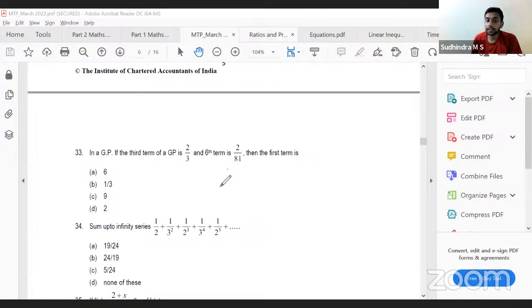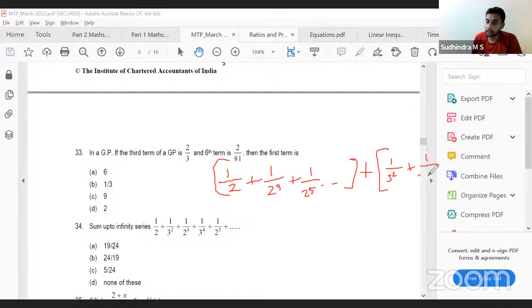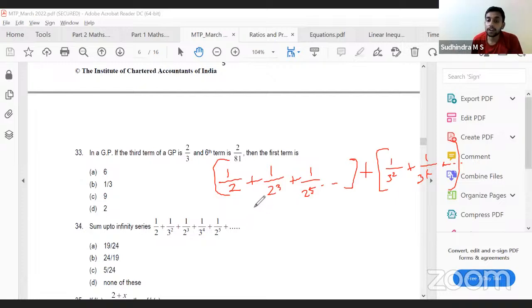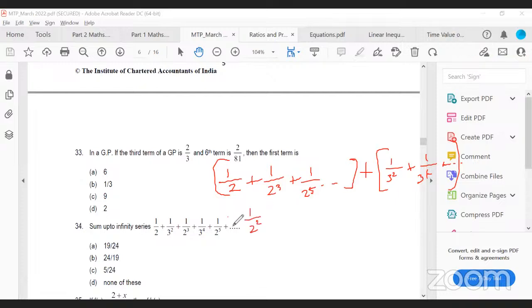Splitting this. Split this into 1 by 2 plus 1 by 2 cube plus 1 by 2 to the power of 5, and so on. One set, plus 1 by 3 square plus 1 by 3 to the power of 4, and so on. Now, 1 by 2, 1 by 2 cube, 1 by 2 to the power of 5, is it in arithmetic progression or geometric progression? Geometric progression. In a geometric progression, we have a common ratio, right? What is the common ratio? 1 by 2 square. Here R is 1 by 2 square, A is 1 by 2.